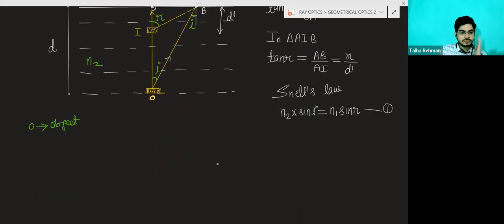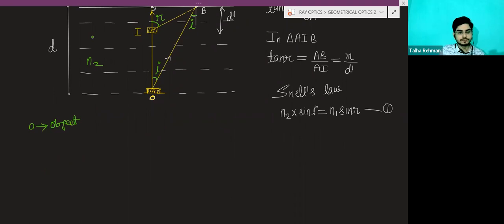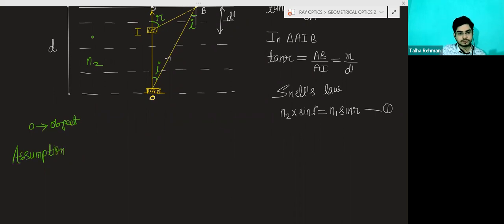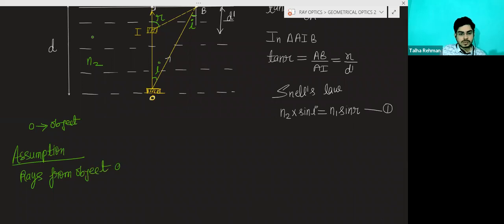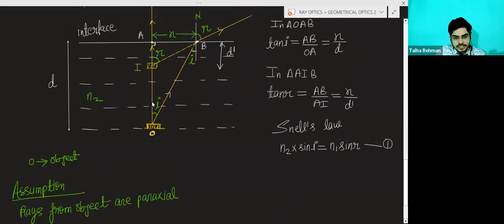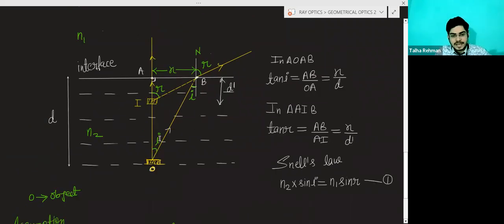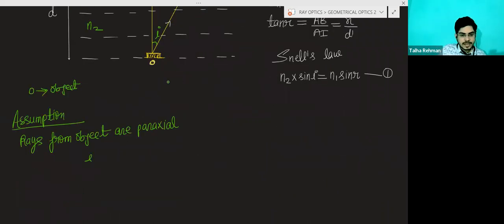Here is one assumption: rays from the object are paraxial. Paraxial means these rays are very close. If these rays are very close, this angle I and this angle R are very small. So you can say that angle I and angle R are very small.